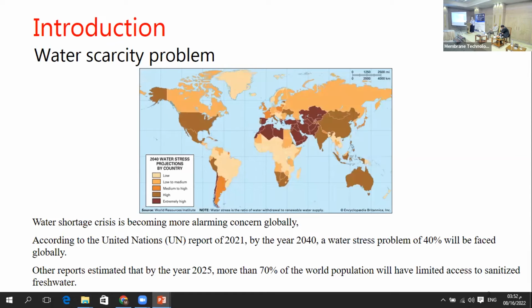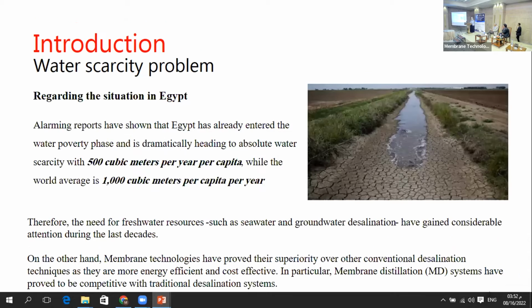As discussed before by our colleagues, the water shortage crisis is becoming a more alarming concern globally. According to the United Nations report in 2021, by the year 2040, a water stress problem will be faced by 40% of the world population, and other reports also estimated that by the year 2025, more than 70% of the world population will have limited access to sanitized and fresh water.